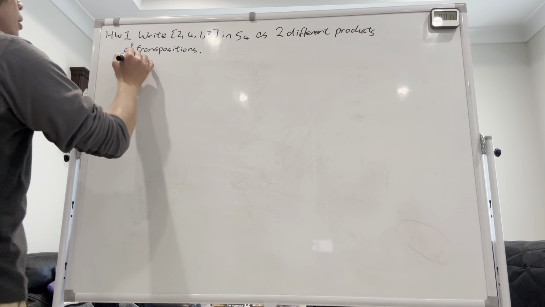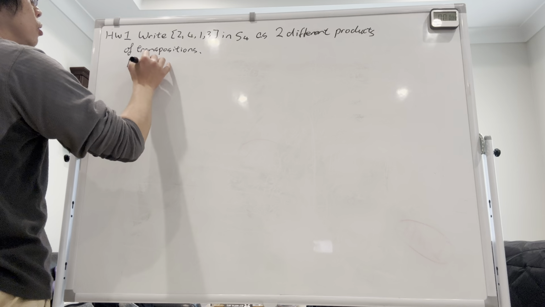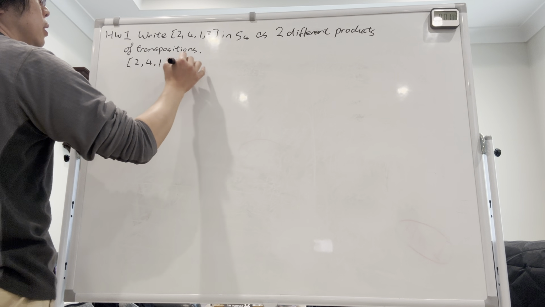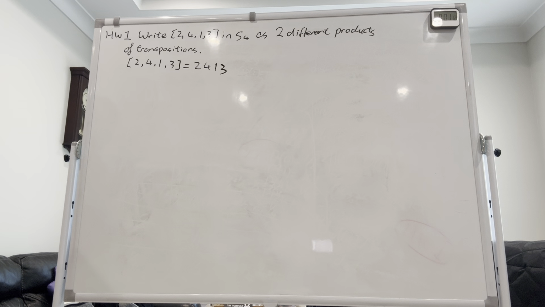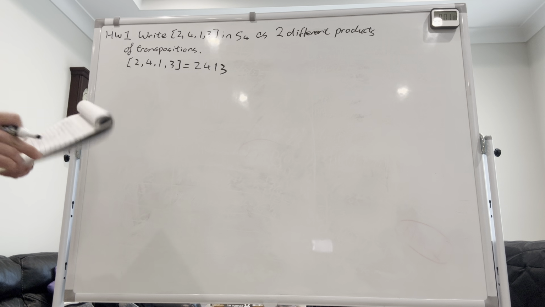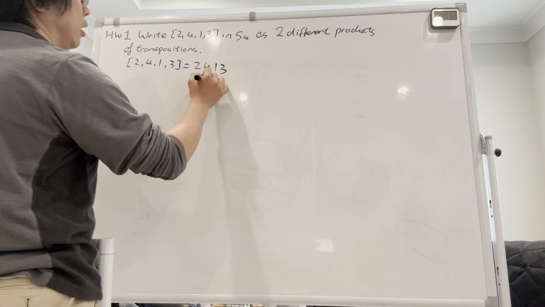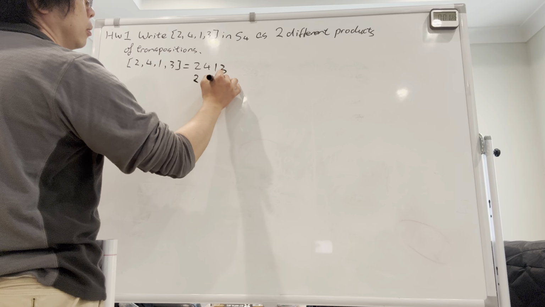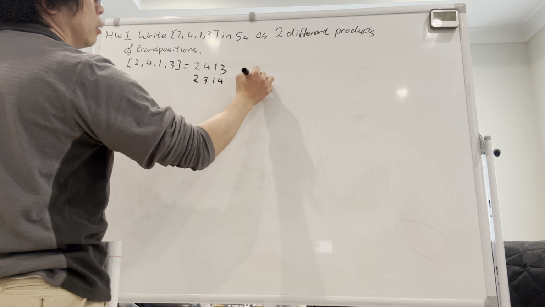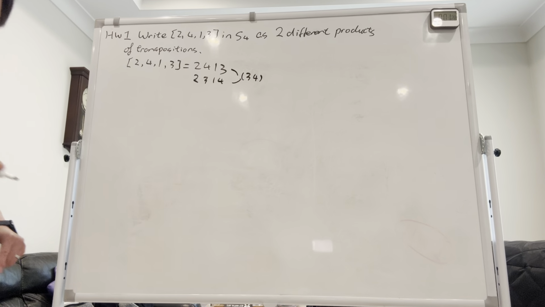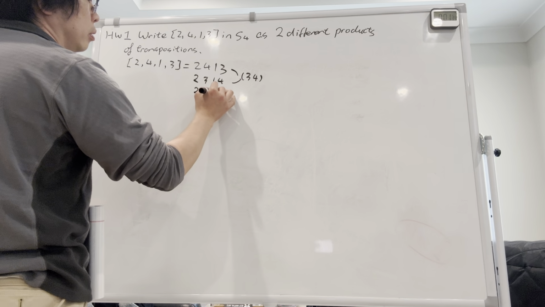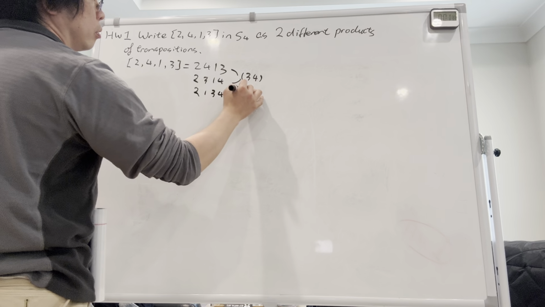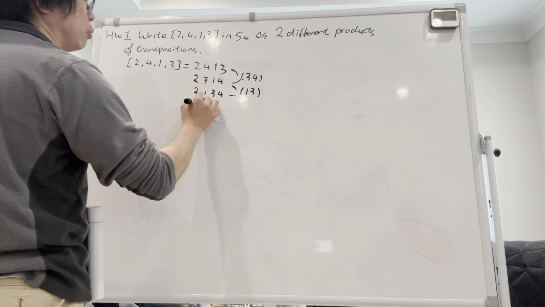Okay. So basically, we start with 2, 4, 1, 3. It's almost like we're trying to do reverse, swapping two at a time, to see how we can get back to 1, 2, 3, 4. So if I swap 3 and 4. Make sense? And then I swap 1, 3 again. And then finally, I swap 1, 2 again.